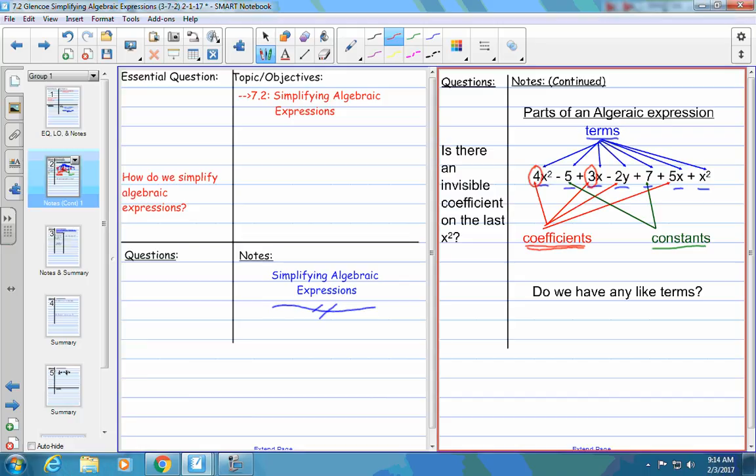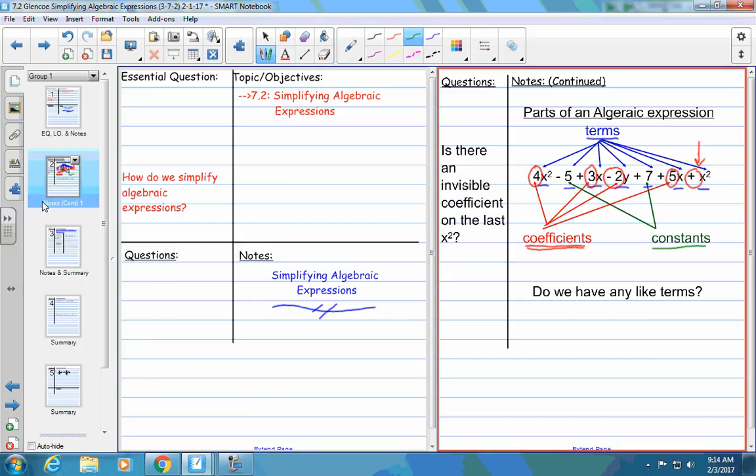What do you think the coefficient will be on negative 2y? Yeah, you're right. It's going to be negative 2. On 5x, what's the coefficient? Yep, it's the 5. Notice I'm just circling the number. And then what's the coefficient on x squared? It's the invisible 1. We've got our magical powers to see that invisible 1 is the coefficient right there. So coefficients are numbers that multiply variables.